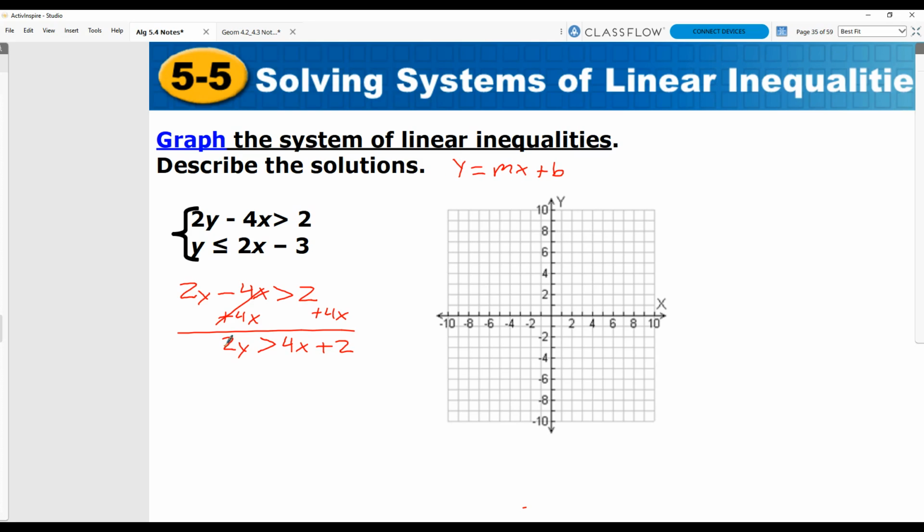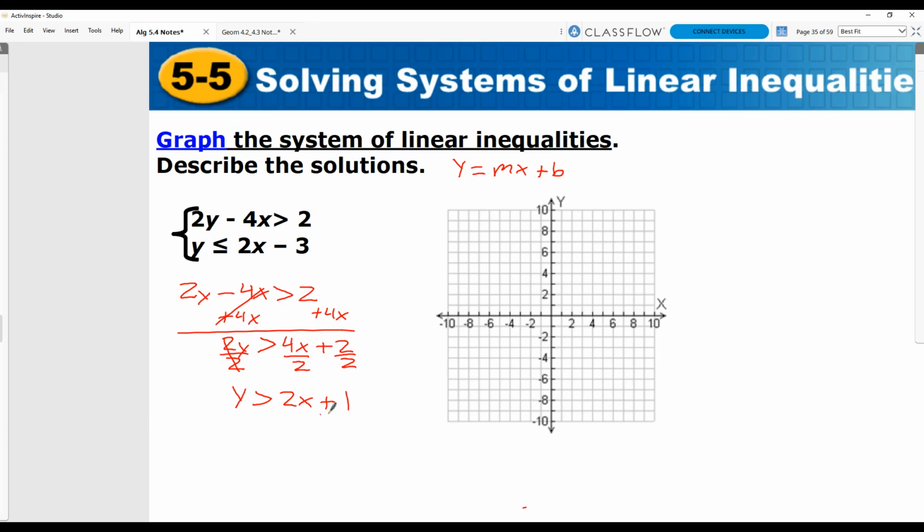I'm really close to it looking like this. The only problem is I have this 2 hanging out with the y, so I need to cancel the 2. Right now it's 2 times y, so I need to do the opposite. I need to divide by 2, and then everything over here also has to get divided by 2, because that's how algebra works. If we do something here, we have to do the same thing to the other side. So if I do that, the 2's cancel, and I get y is greater than 2x plus, this would come out to just 1.